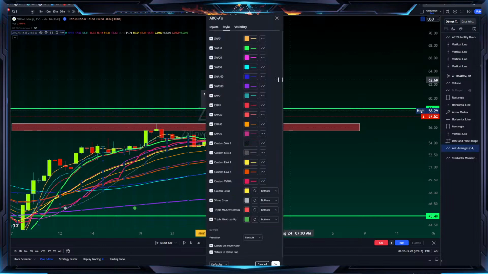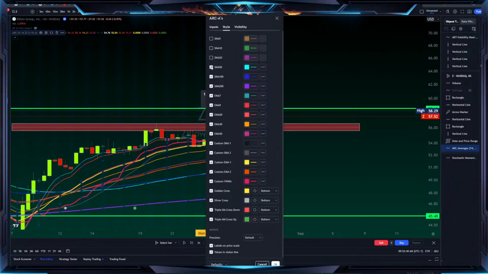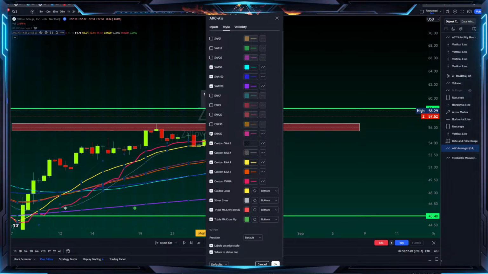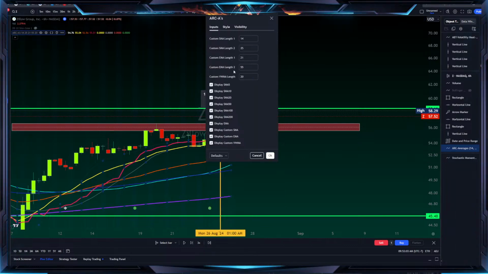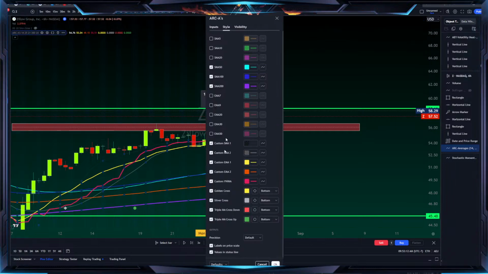Let's go ahead and get those in there. I'm going to remove the SMA 5, SMA 10, SMA 20, keep the 50, 100 and 200, EMA 7 out, EMA 9 out, EMA 20 out, EMA 30 out, EMA 50 out. Let's go ahead and maintain custom EMA length number 2 at an EMA 200. Let's get rid of the volume weighted moving average. We'll keep the 200 as well. And now, okay, let's see.